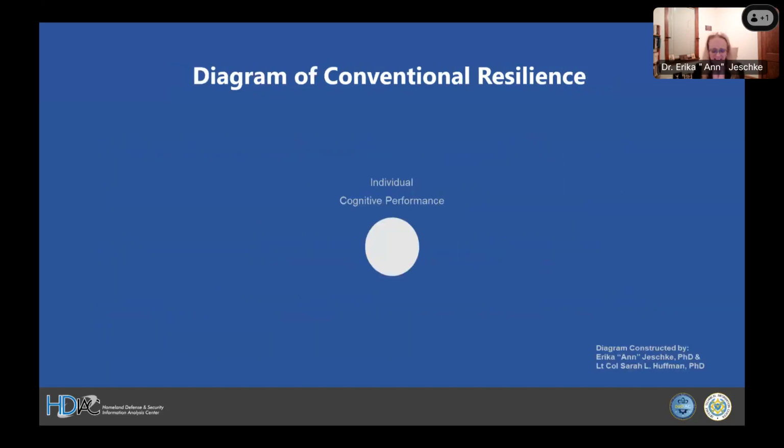While this slide might seem overly simple, it is a stark illustration of how conventional resilience focuses on the individual's cognitive performance as a means of standing alone against hardship. If the blue backdrop is hardship and the white dot is the individual's force of will projecting powerful, positive thinking against hardship, you can see how there's no other mediating aspects to buffer the hardship.